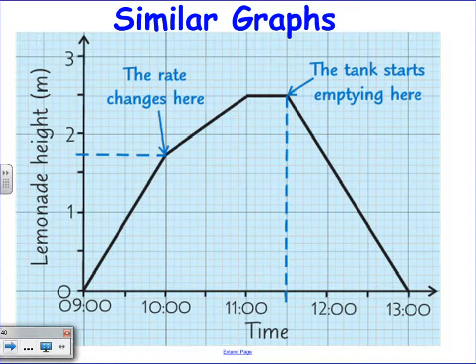Then they stopped filling the tank when it got to about 2.5 meters high on the gauge on the side of the tank. And then at 11:30 they then started emptying the tank until by 1 o'clock the tank was empty. So the stories don't have to be about speed, distance, time. They can be about wacky things like filling lemonade tanks up, but they'll still have time against a rate of something, the rate of flow.